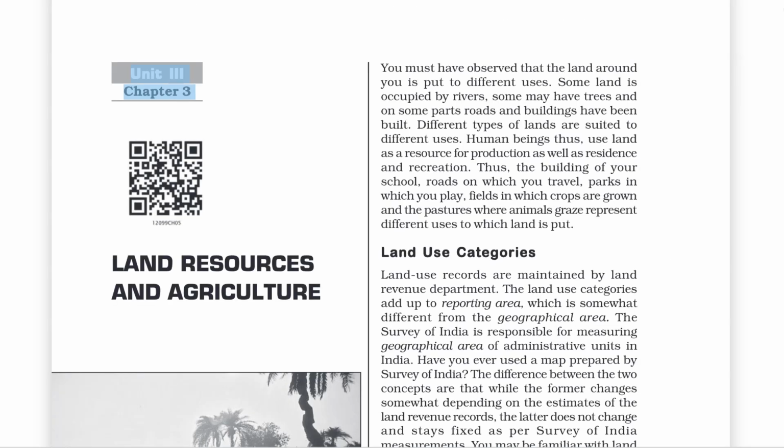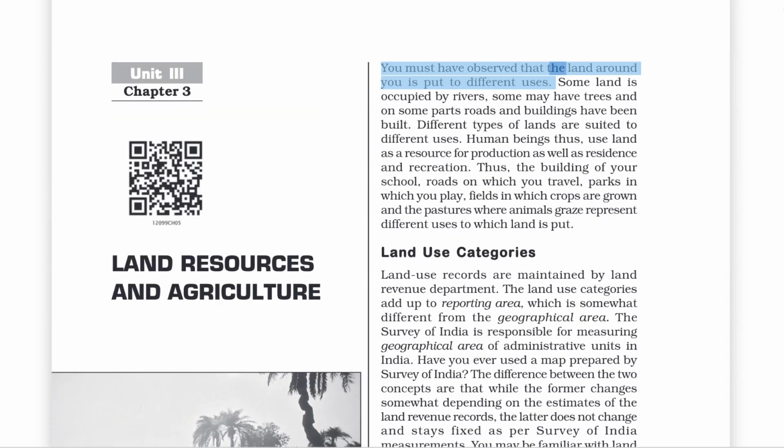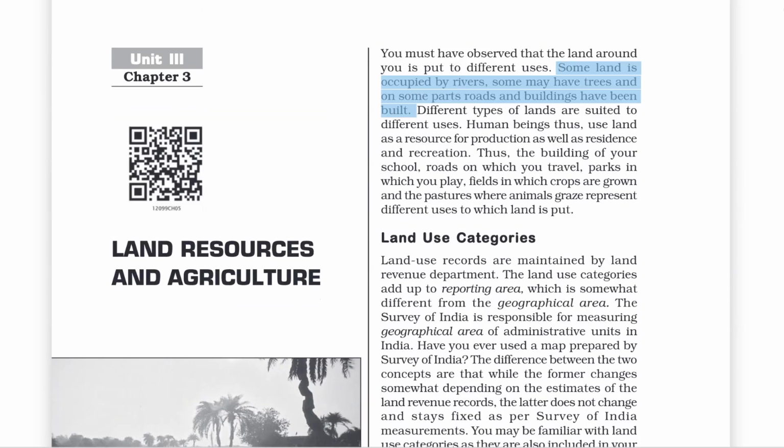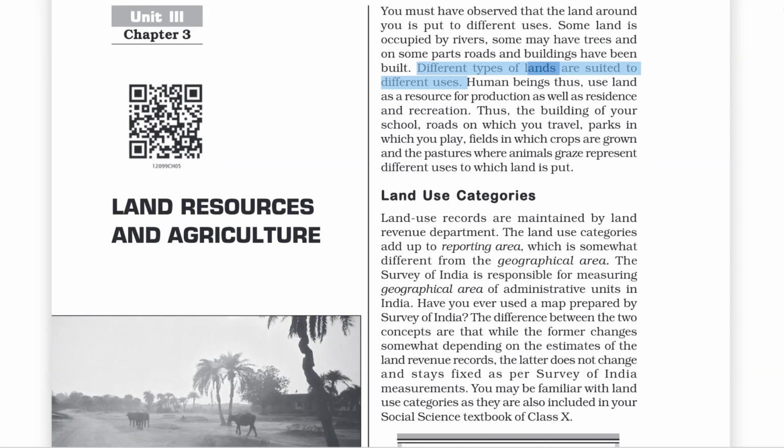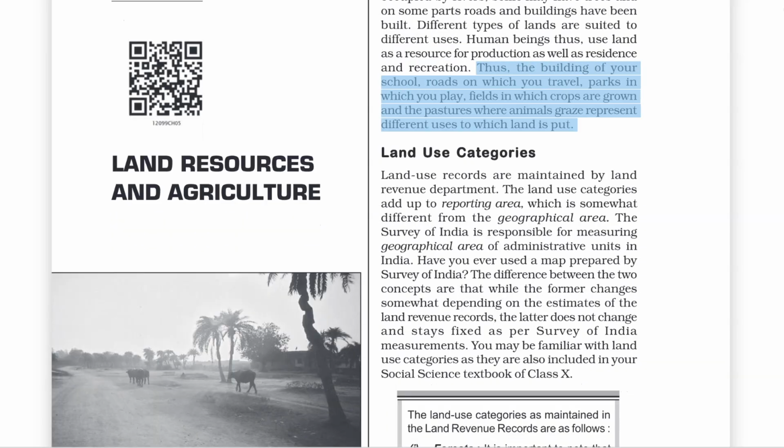Unit 3, Chapter 3. Land resources and agriculture. You must have observed that the land around you is put to different uses. Some land is occupied by rivers, some may have trees, and on some parts roads and buildings have been built. Different types of lands are suited to different uses. Human beings thus use land as a resource for production as well as residence and recreation. Thus, the building of your school, roads on which you travel, parks in which you play, fields in which crops are grown, and the pastures where animals graze represent different uses to which land is put.